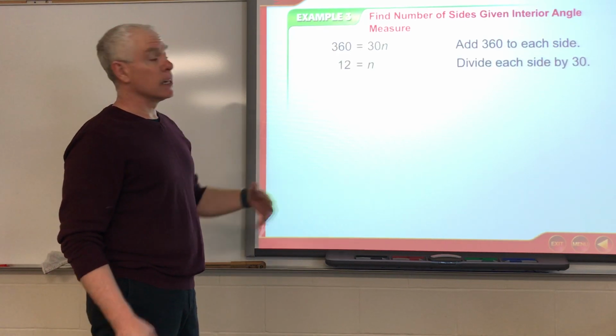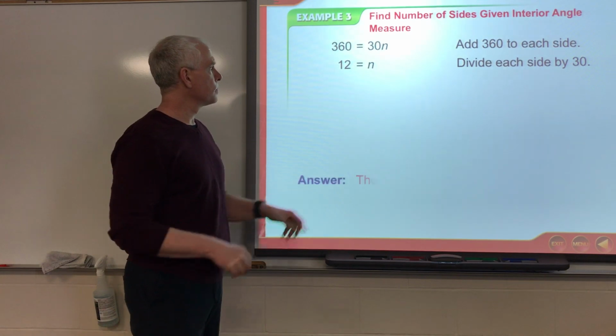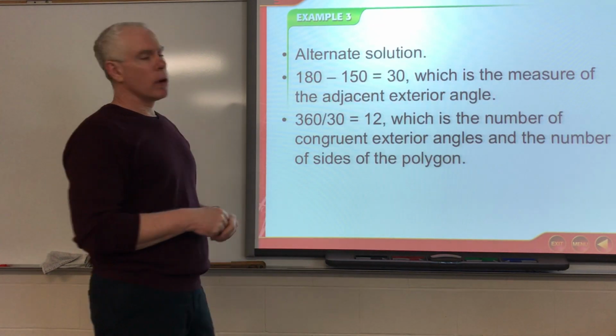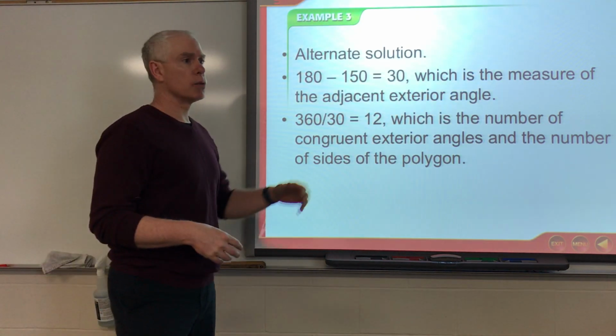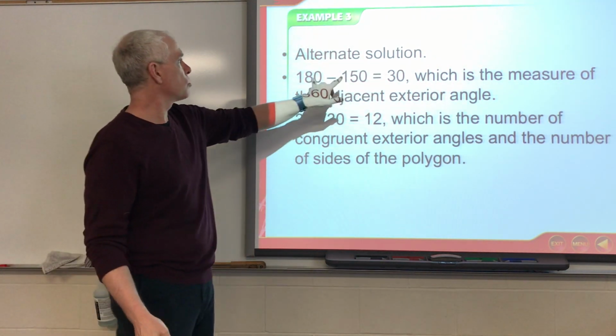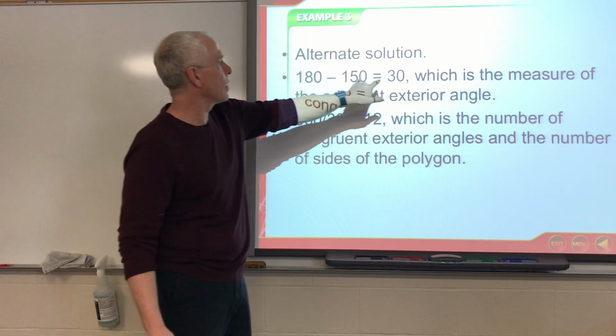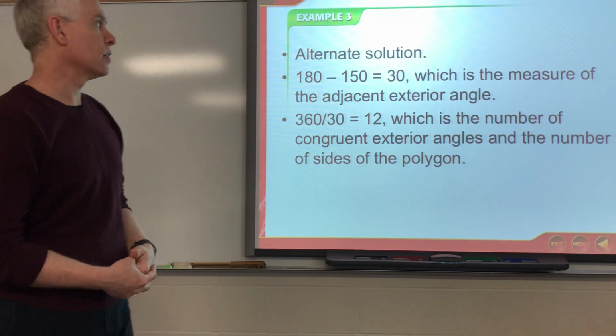Divide by 30, and I get 12 for the number of sides. Okay, that's one method. An alternate way of doing this is to involve the exterior angles. So I knew that the interior angle is 150, and I knew its adjacent exterior angle had to be supplementary. So if I subtracted 150 from 180, I got 30 degrees, which would represent the measure of an exterior angle.